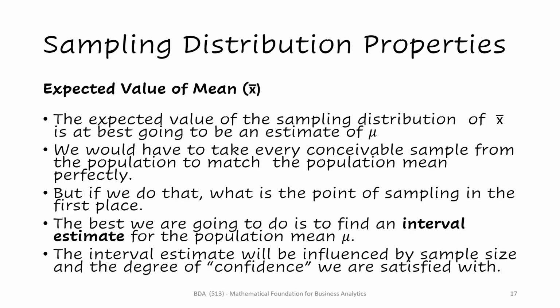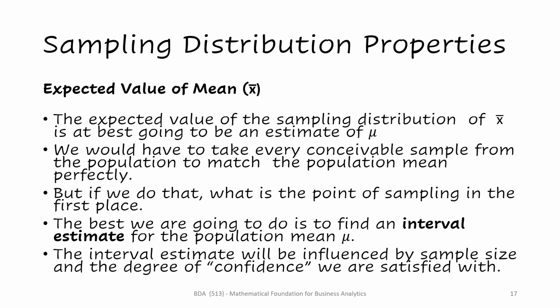So this is what I just explained. The expected value of the sampling distribution of x bar is at best going to be an estimate of mu. If we take all the samples to match the population mean perfectly, then what is the point in taking the samples in the first place? So the best way is that we find an interval estimate for the population mean.